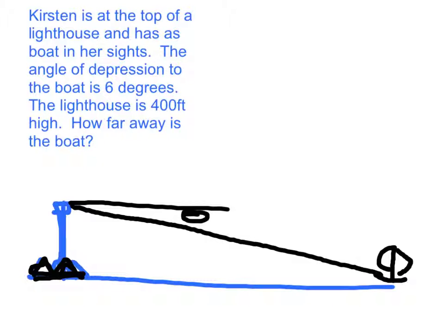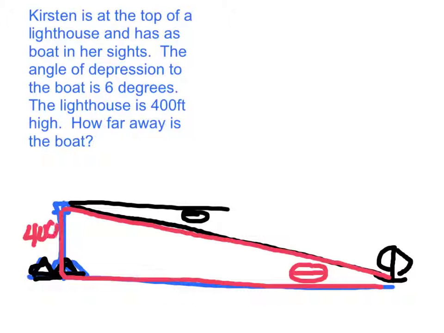But notice this angle is not in the triangle that I need. And so you learned in geometry that the angle of depression and the angle of elevation are always alternate interior angles. And so even though they give you the depression angle, you can use it down here as a red angle theta. Her lighthouse is 400 feet high, and we need to know how far away the boat is, x.